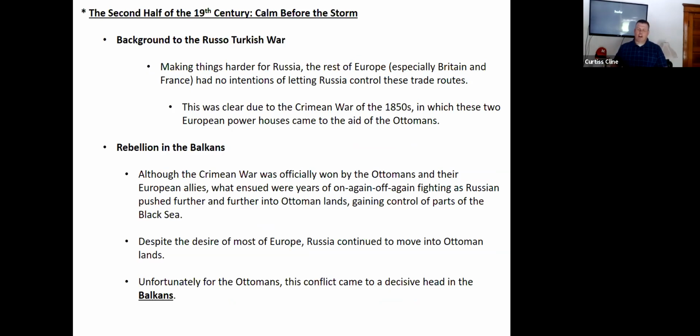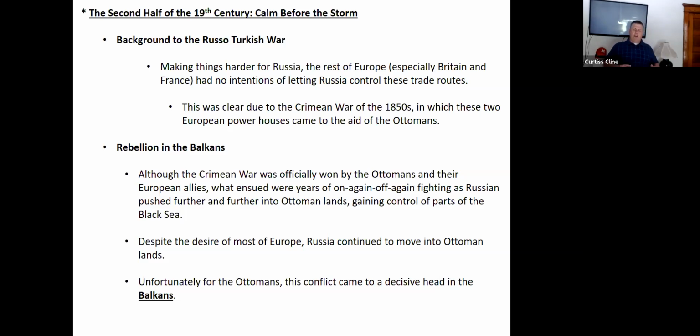Making things harder for Russia, the rest of Europe, especially Britain and France, had no intentions of letting Russia control these trade routes and become a competition to them. So this was clear due to the Crimean War of the 1850s, which we already discussed, in which these two European powerhouses came to the aid of the Ottomans.